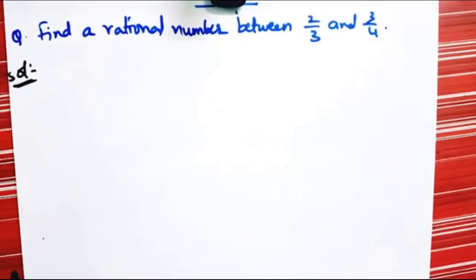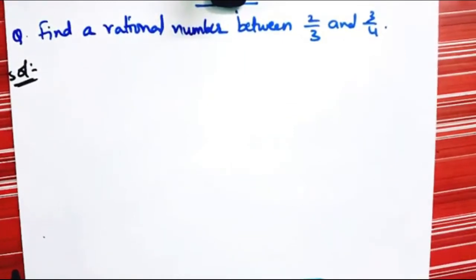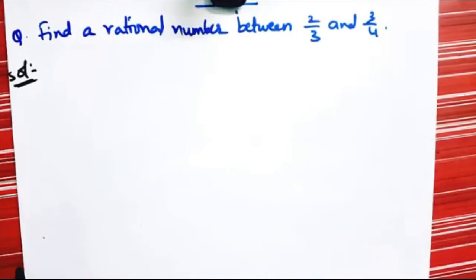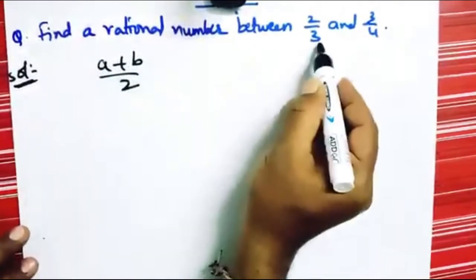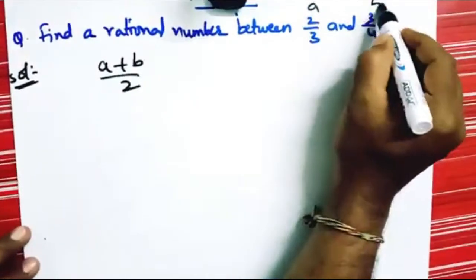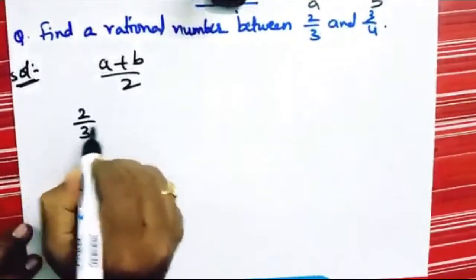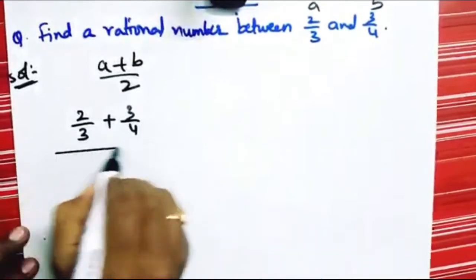Next question, find a rational number between 2 by 3 and 3 by 4. They are asking for only one rational number, so you can directly use the mean method, that is a plus b by 2. Here the a value is 2 by 3, the b value is 3 by 4. Then you will get 2 by 3 plus 3 by 4, all by 2.